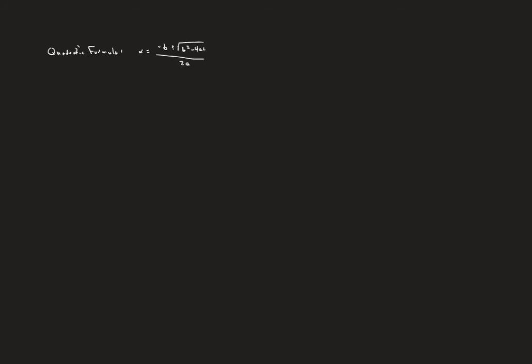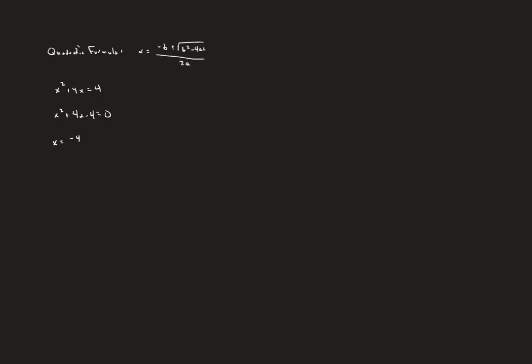So if we have a question like x squared plus 4x equals 4, before we can use the quadratic formula, just like with factoring, we have to first make it equal to 0. So we can subtract that 4 to the other side. And if you try to factor this, nothing is going to work. So then we're stuck using the quadratic formula.